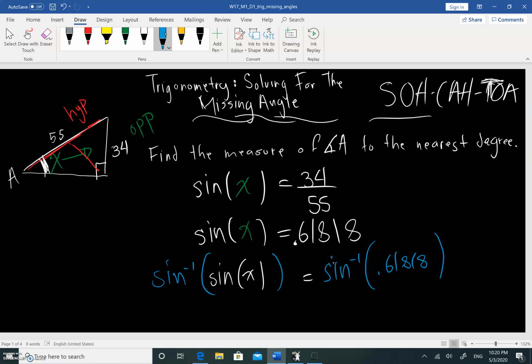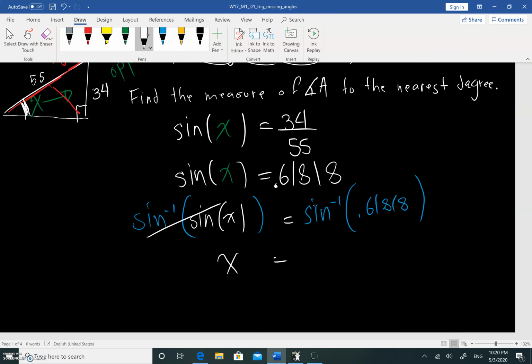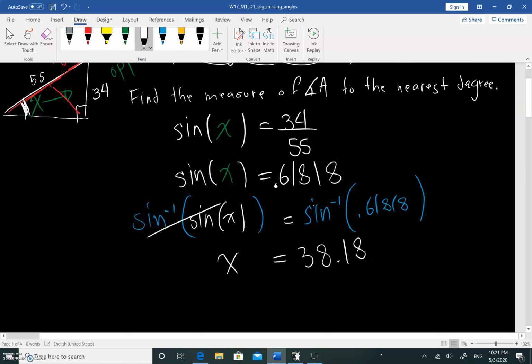Now, the reason why I did this is because remember, when you take the inverse operation of a function, all you're going to be left with is x by itself. So these two are going to cancel out. And this is equal to, well, I have to put this in the calculator. So I grab my calculator. Now I need to write the inverse, so I click second. Inverse of sine, and then 0.61818. Click enter. So I get 38.18. Now make sure that you change your calculator to degrees if you have not done that, because it is important. You're not going to get the right answer if it's on radians.